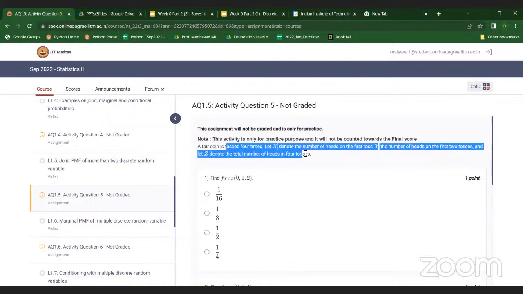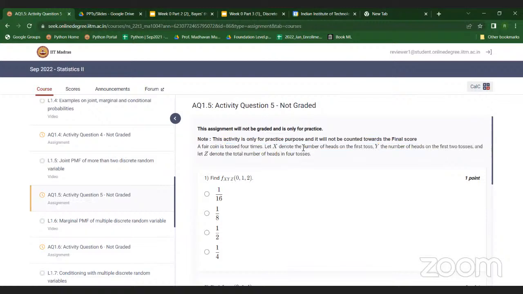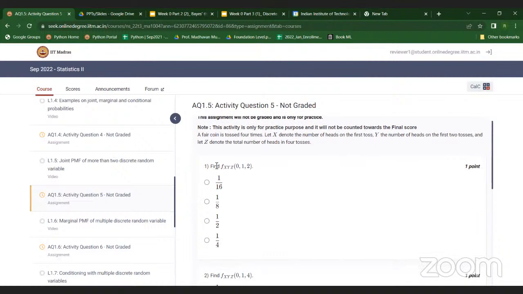A fair coin is tossed 4 times. Let x denote the number of heads on the first toss, y denote the number of heads on the first 2 tosses, z denote the number of heads in the first four tosses. Fair coin is tossed 4 times. So what they're saying is, find pXYZ of 0, 1, 2.